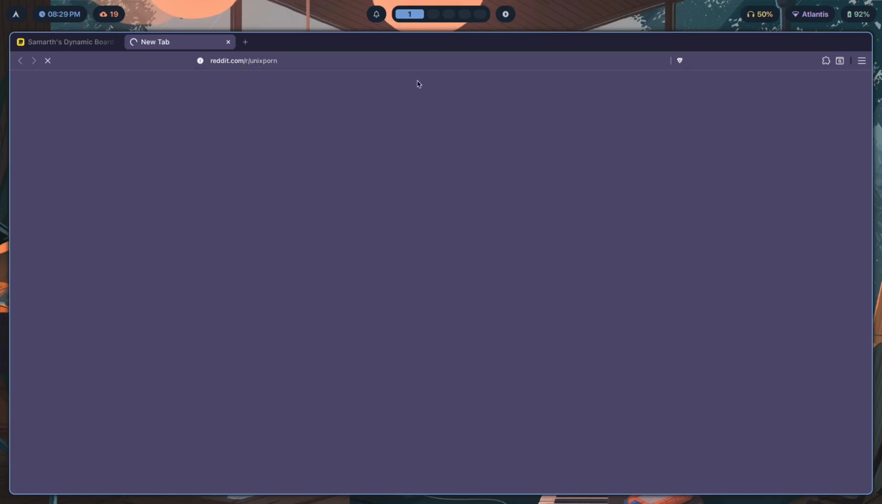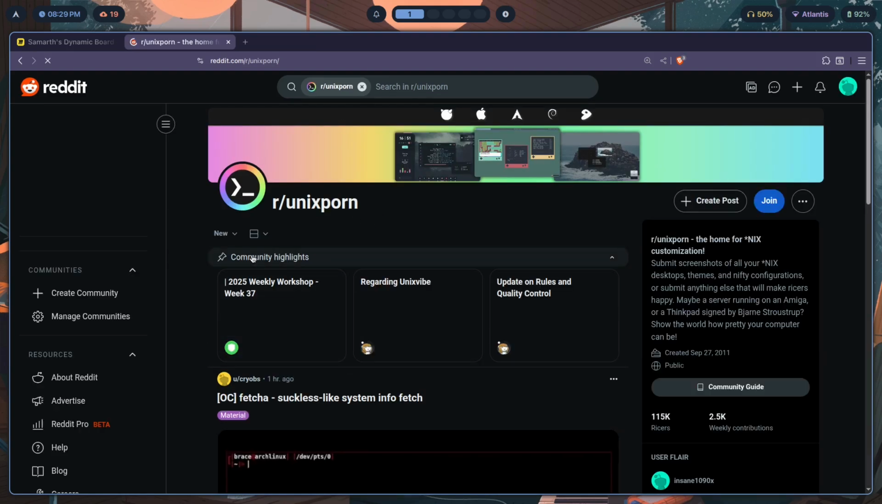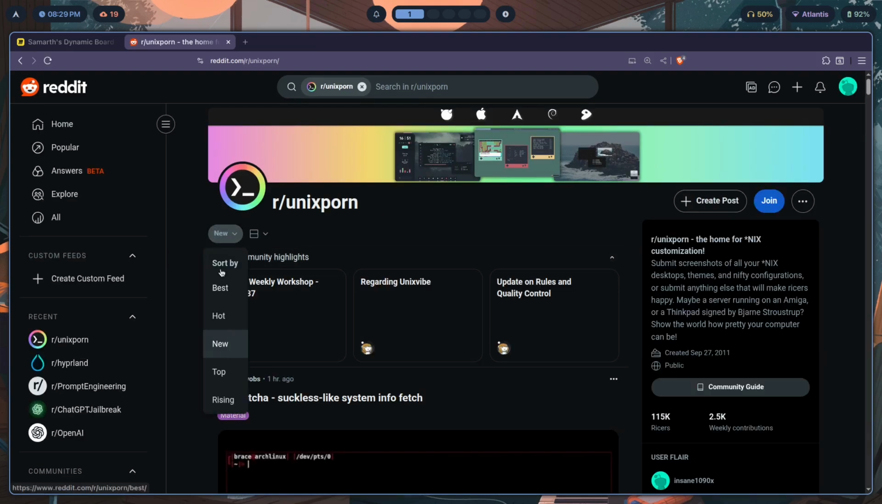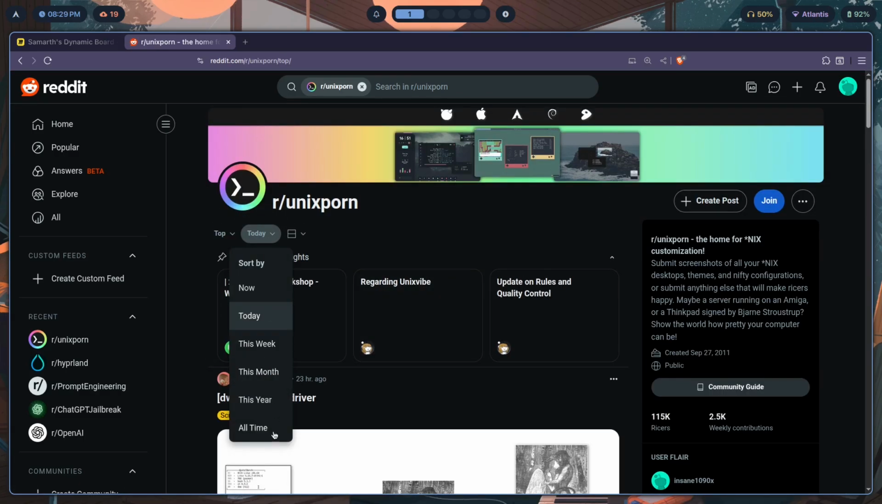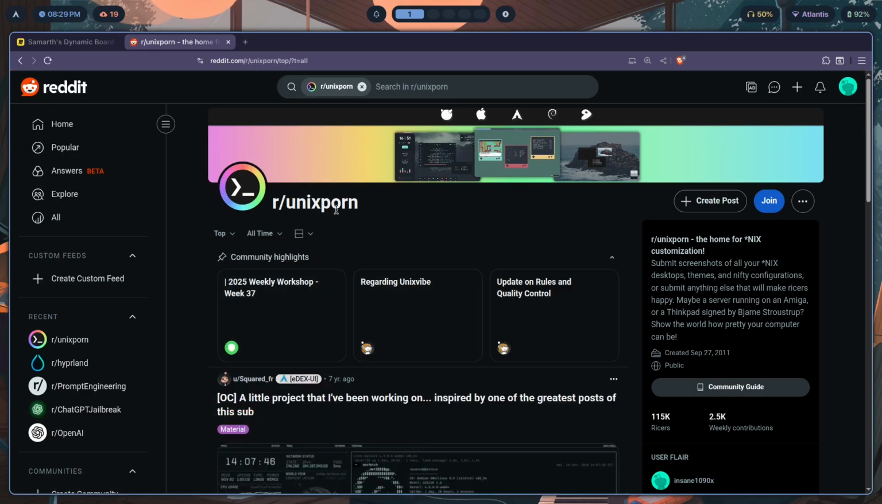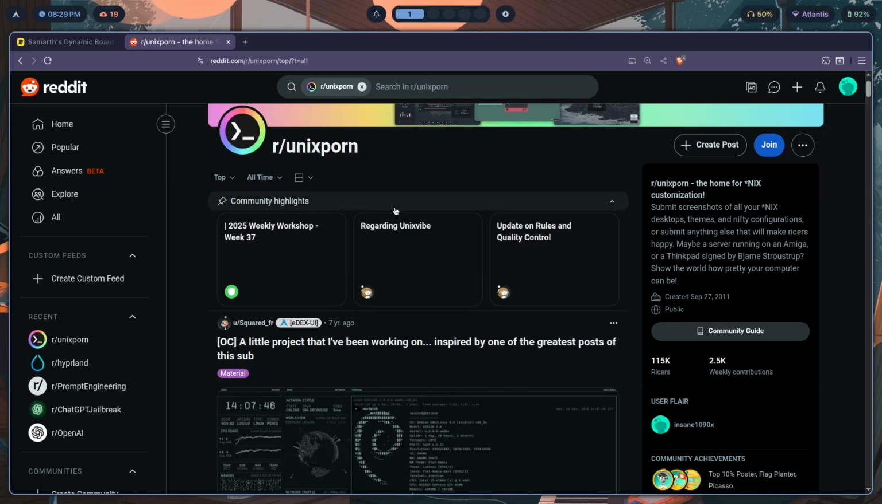reddit.com/r/unixporn. So you go onto here and then you look at the top posts. So you click on this button over here and then you sort by top. Now, once you sort by top, you can either sort by today or you can sort by all time. Depends on just how much of an OG setup you want to create or how much of a newer but still good setup you want to create.